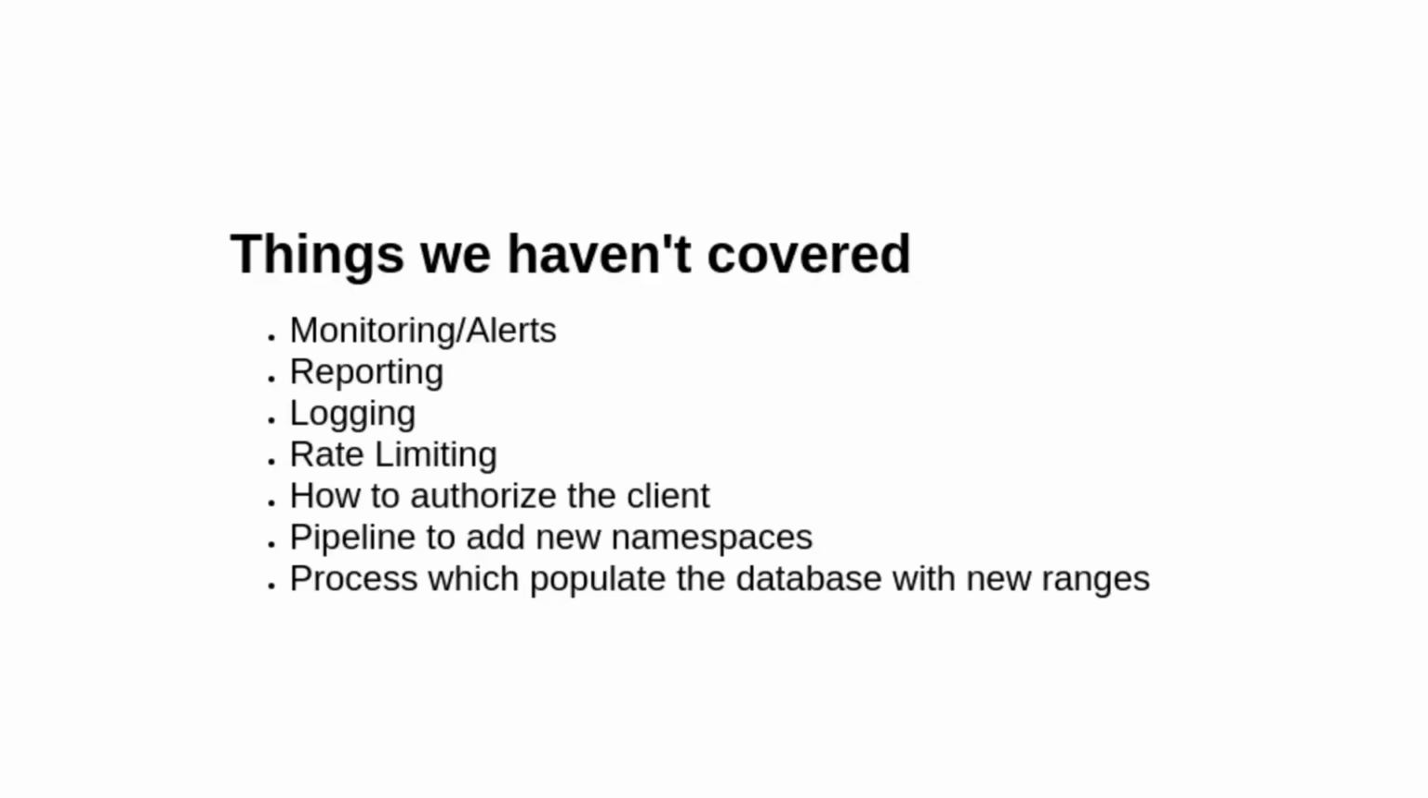So these are a few things which we haven't covered. First is monitoring and alerts. Second, reporting. Third, logging. We mentioned rate limiting, but we haven't discussed how we will implement it. We also didn't discuss how to authorize the client. Then the pipeline to add new namespaces. This is also very important when you are designing a system: how the new namespaces will enter your system. That process will populate the databases with new ranges.